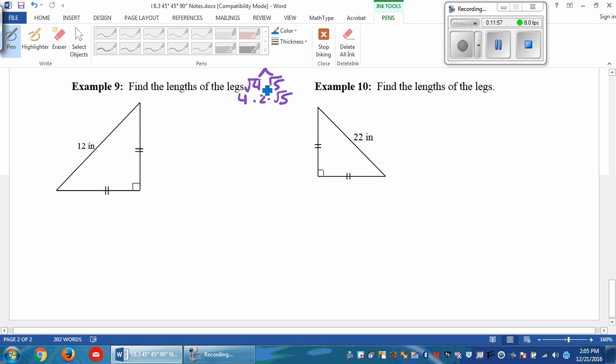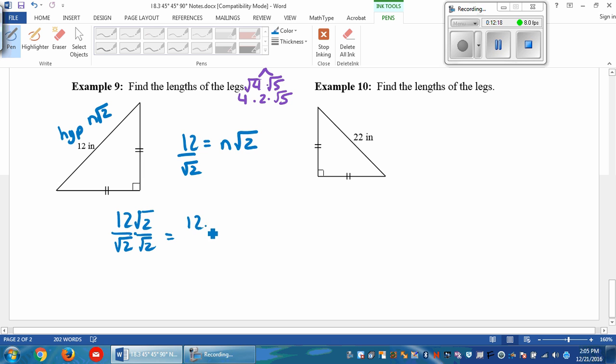And last but not least, find the length of the legs. So this is the hypotenuse side, which is the n root 2 side. So 12 is equal to n root 2 divided by root 2, and you have to leave 12 over root 2. So you multiply top and bottom by root 2 over root 2. So we get 12 root 2 over 2, which reduces to 6 root 2 in inches. So this side is 6 root 2, and this side is 6 root 2.